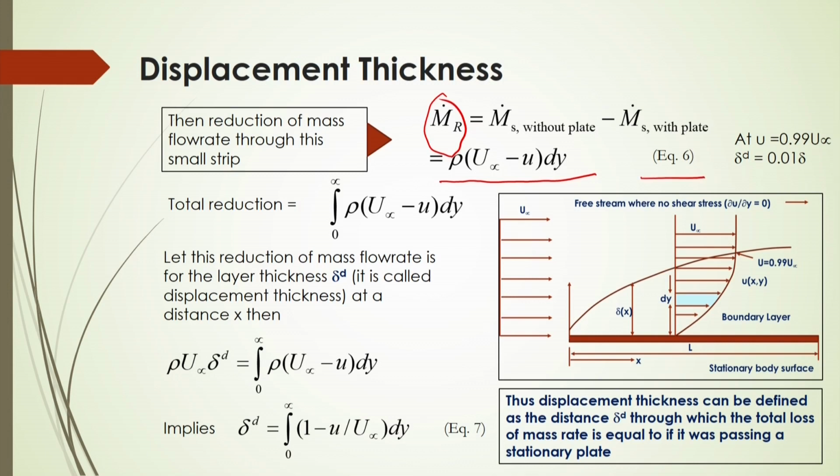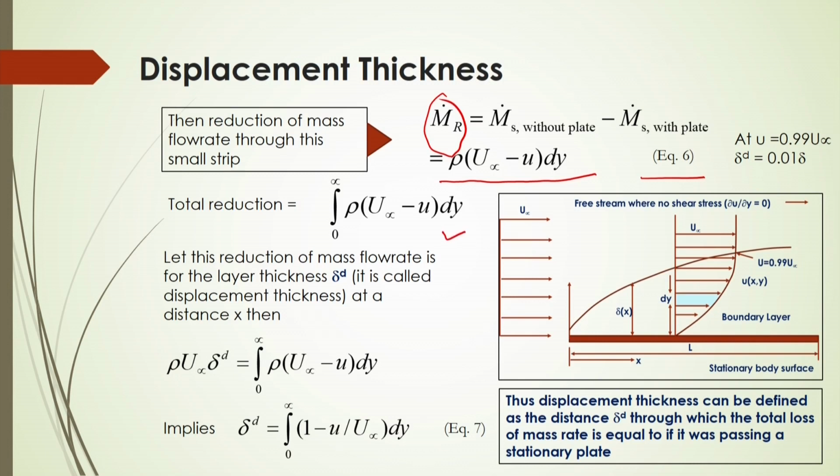Now, how will the total reduction be calculated? You have to integrate over this infinite length in the y direction, from 0 to infinity, of rho into u infinity minus u into dy.